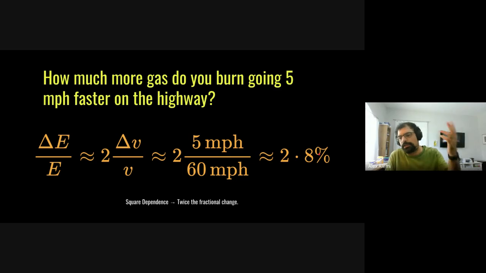That's why back in the day, the federal speed limits were set at 55 miles an hour. Originally, it was a fuel saving measure back when we had the oil embargoes in the 70s.